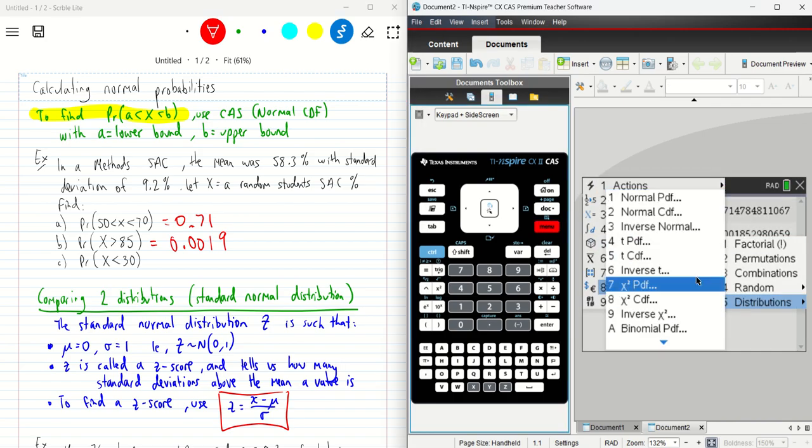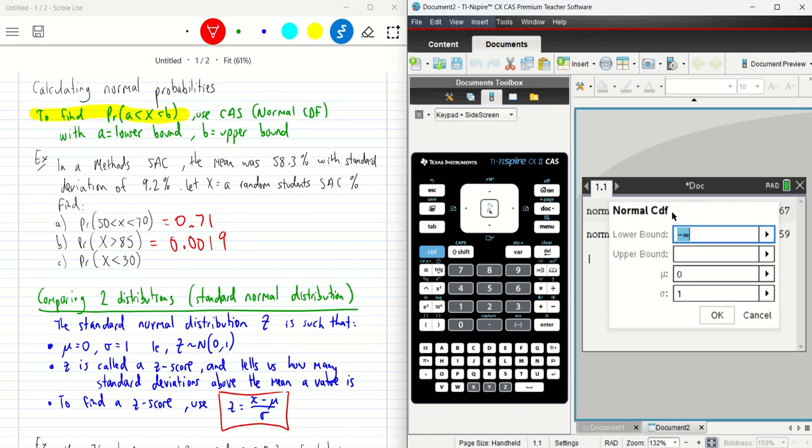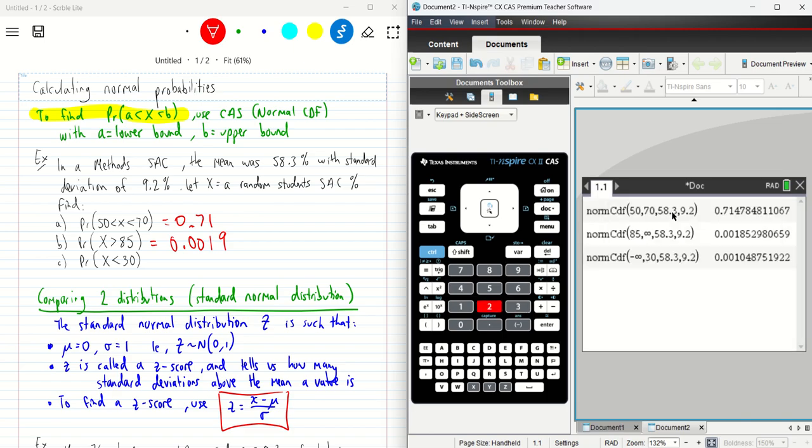Probability, distributions, normal CDF. We want it to go, already got the negative infinity in there, which is nice, up to 30, with a mean of 58.3 and a standard deviation of 9.2. And again, a very low probability that a student gets below 30. So that's 0.001, let's call that. So hopefully that makes sense. That's just using the calculator to get probabilities.